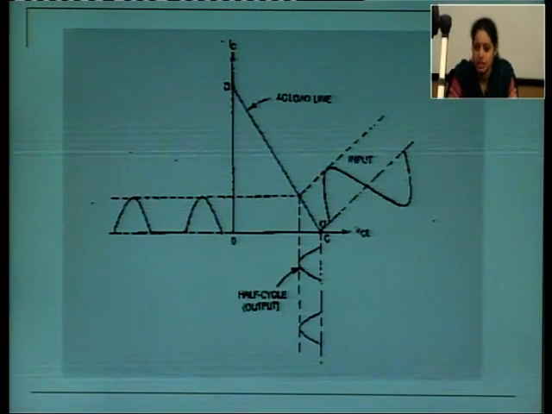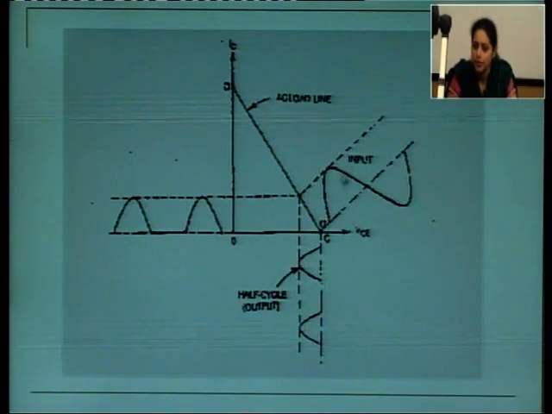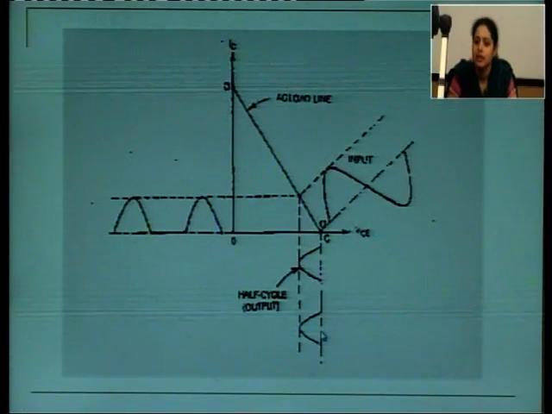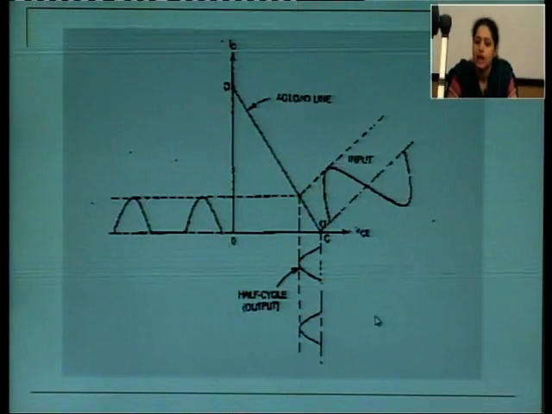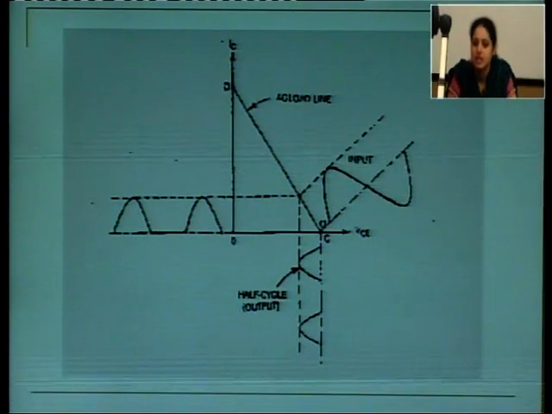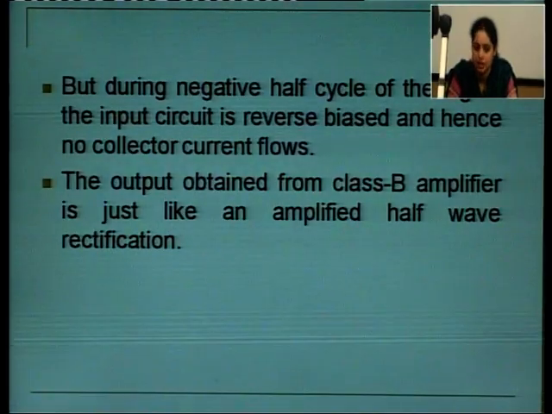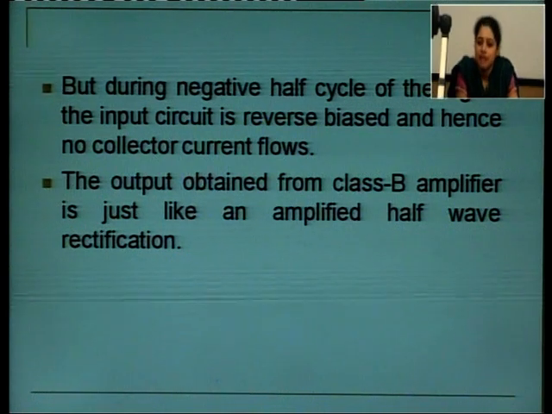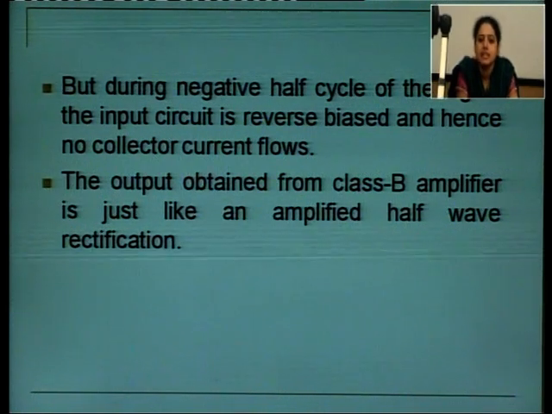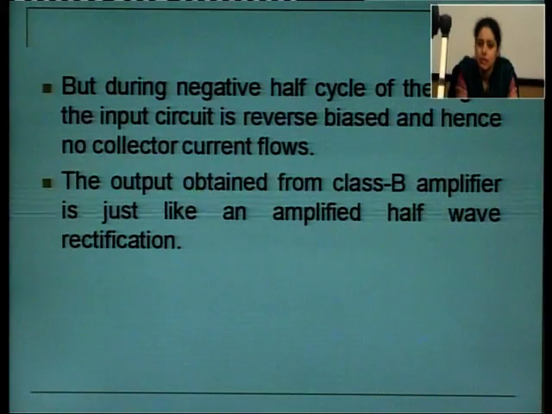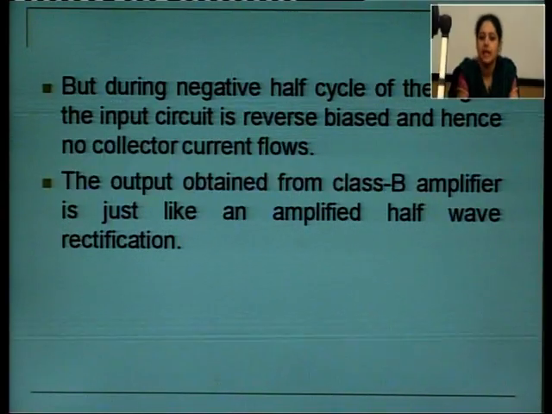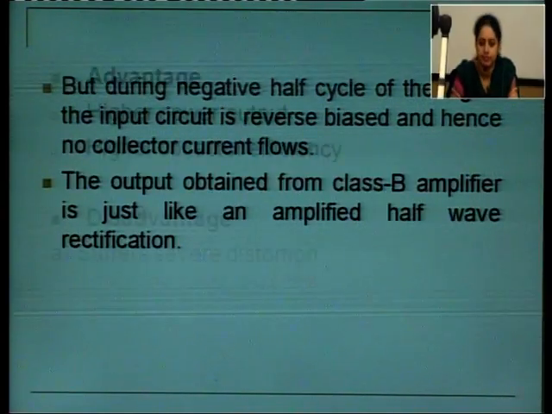Here the rectification is provided: you are providing the full input signal, but at the output you have the signal for only half a cycle. So what is the class B amplifier providing? It is providing a kind of rectification, that is the half wave rectification. During the negative half cycle of the signal, the input circuit is reverse biased and hence no collector current flows. The output obtained from a class B amplifier is just like an amplified half wave rectification.